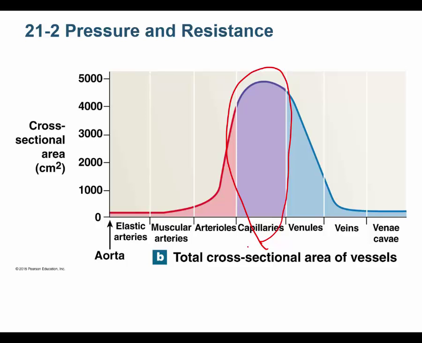So there should be the lowest amount of resistance in the capillaries because you went from a cross-sectional area of an elastic artery way down here near, say, 200, up to this capillary, which is near 4,500 centimeters squared. So there should be little to no resistance in the capillaries because there's such a large cross-sectional area in this case. So that's showing you that.